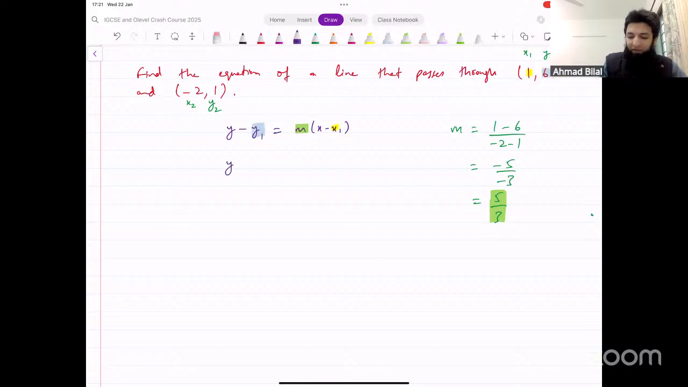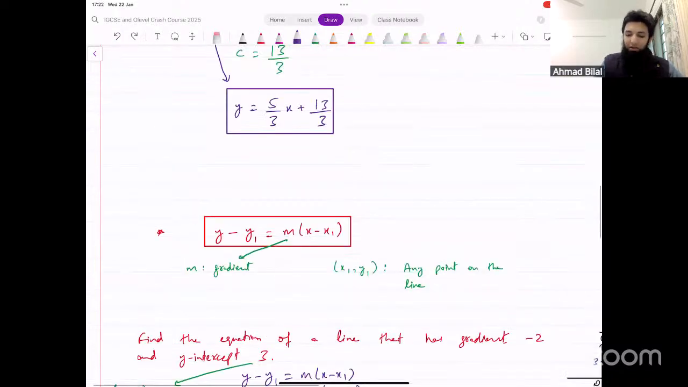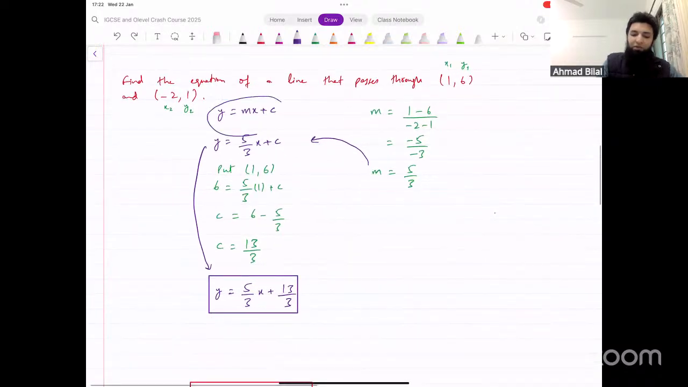Let's simplify everything. That gives us y minus 6 equal to m, which is 5 over 3, times x minus x1, which is x minus 1. This becomes y minus 6 equals 5 over 3x minus 5 over 3. 6 goes to the other side, gets added there, and we have y equals 5 over 3x plus 6 minus 5 over 3, which will simplify to 13 over 3 as we saw earlier. And that's the equation of the line that we were looking for. Again, that's less working than what we had to do when we used y equals mx plus c.